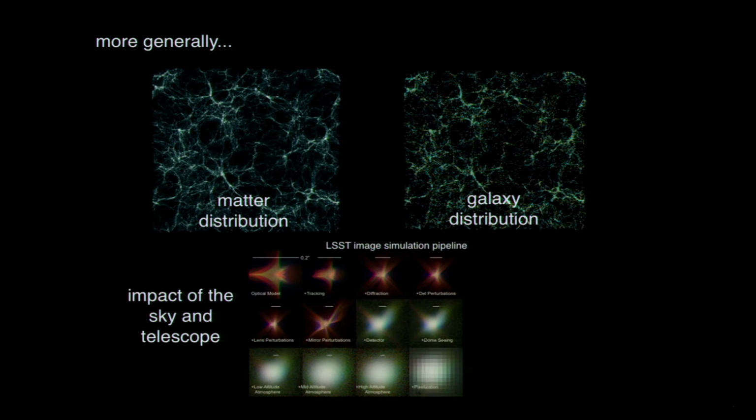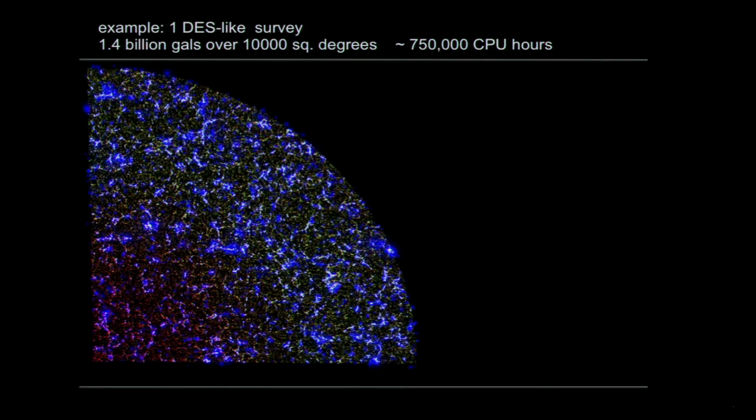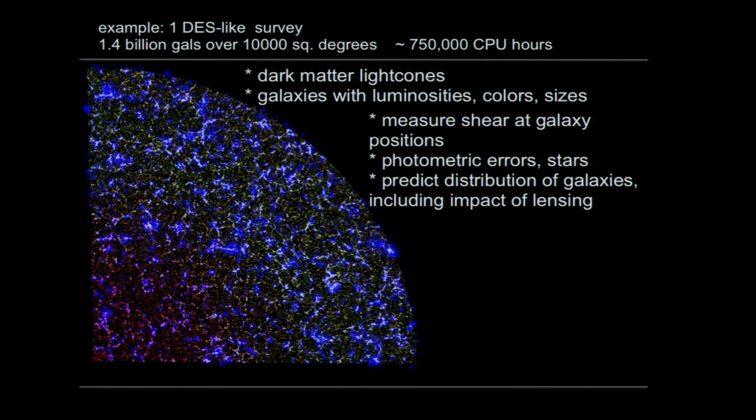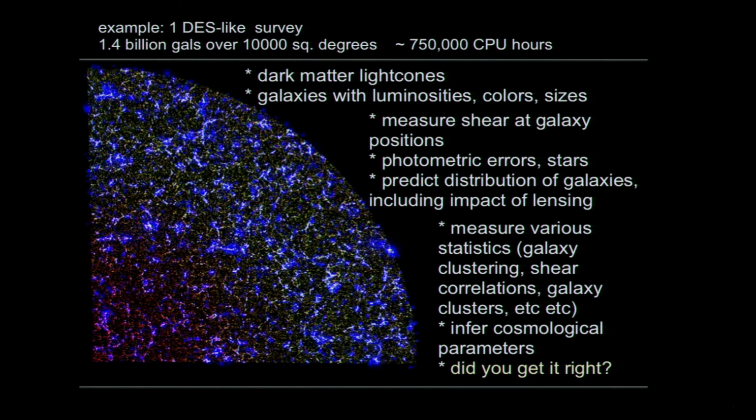And there has been a lot of effort on this last piece, in particular by the LSST team, which is now simulating the impact of the telescope and the atmosphere, sort of photon by photon. So an example of this being expensive: for the DES survey, we've been simulating about double the DES survey, so more than 1 billion galaxies over a quarter of the sky. Doing that takes, from the initial conditions to the galaxy catalog, about 750,000 CPU hours. And that includes the dark matter, the galaxies, actually measuring the shear, putting in photometric errors, predicting the distribution of galaxies, including the lensing.